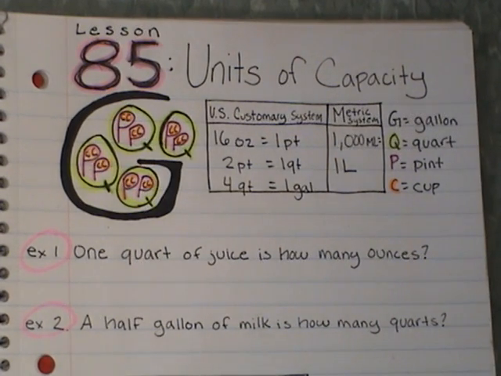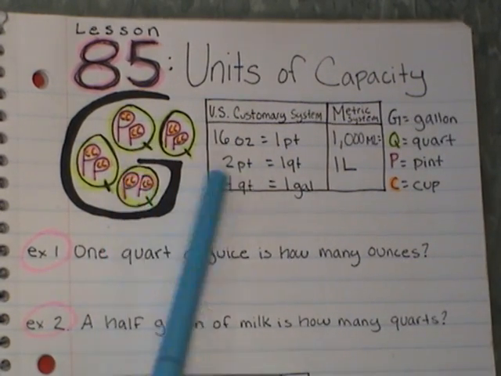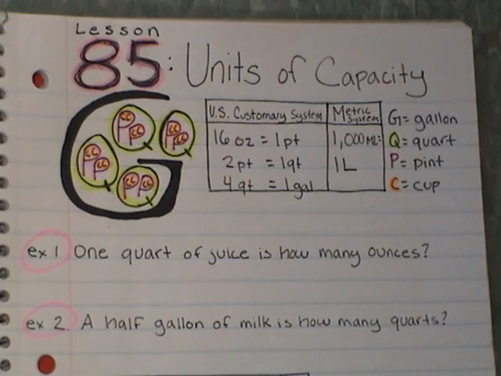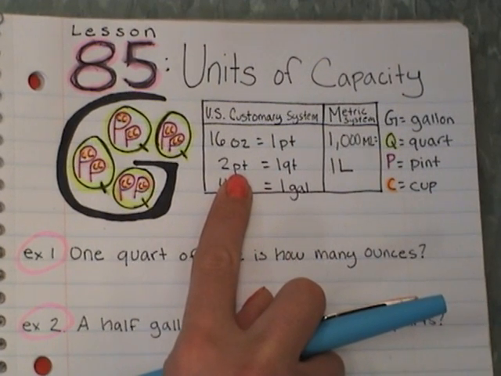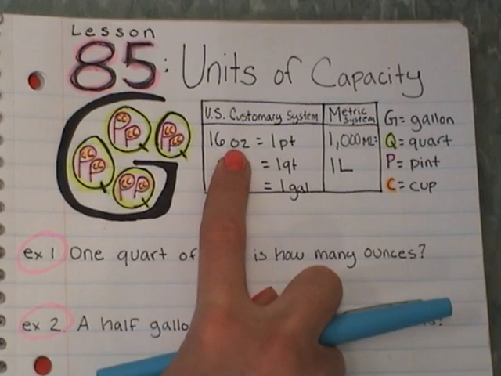Okay, so our first question is 1 quart of juice is how many ounces? A quart of juice is how many ounces? So go back and look up. You have 2 different ways to tell. You can look from your big G. If you want to see a visual picture, you can also use the table. So when we look at the table, it tells us that a quart is 2 pints. Okay, so 1 quart equals 2 pints. And that each pint is 16 ounces. So 1 pint is 16 ounces.